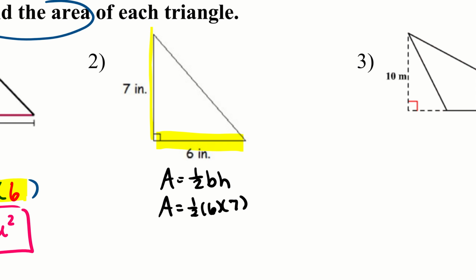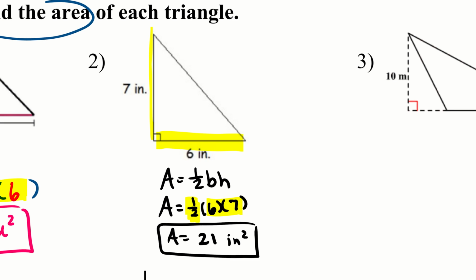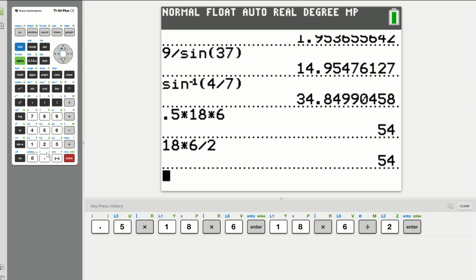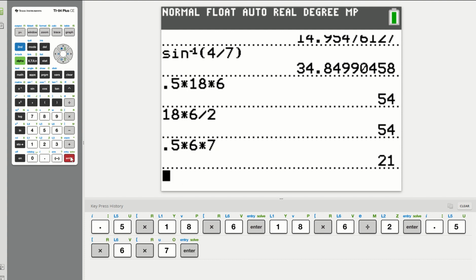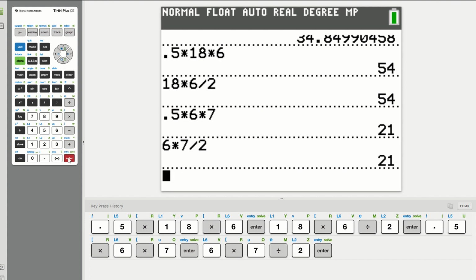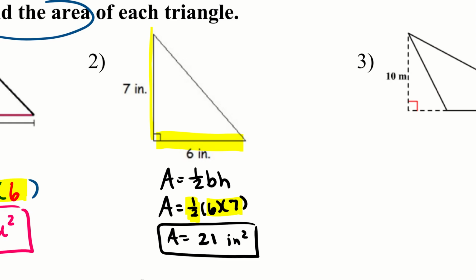And then from here, we could use our calculator if we wanted, or we could do 1/2 of 6 is 3. 3 times 7 is 21. We could also do 6 times 7 is 42, and then cut that in half to get 21. And then this would be in inches squared. Again, if you'd like to just see that on the calculator, one easy way to do that is to do 0.5 for the 1/2 and then times 6 times 7. We could also do 6 times 7 and then divide that all by 2. Either way, we're going to get the correct answer.